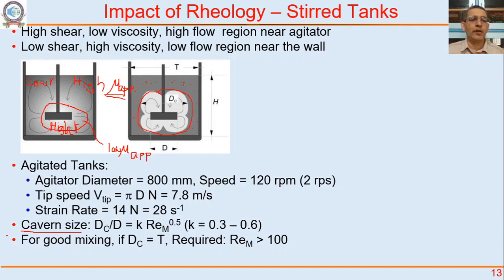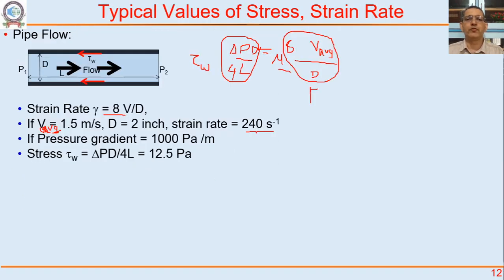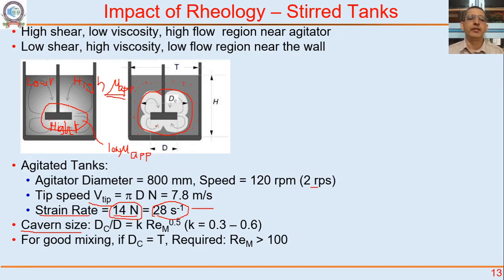materials. One of the ways to calculate strain rate is to take it as some number related to tip speed or some number related to the rotation speed of the agitation. This has come from experiments. We are not going to go into details of that, but right now what we are saying is the strain rate is 14 times the speed of agitation. So if it is agitating at, let's say 2 rps, then the strain rate would be 28 second inverse. Look at this, 28 second inverse, and for a pipe flow it was 240 second inverse. So much higher strain rates in the pipe as compared to agitated tanks.